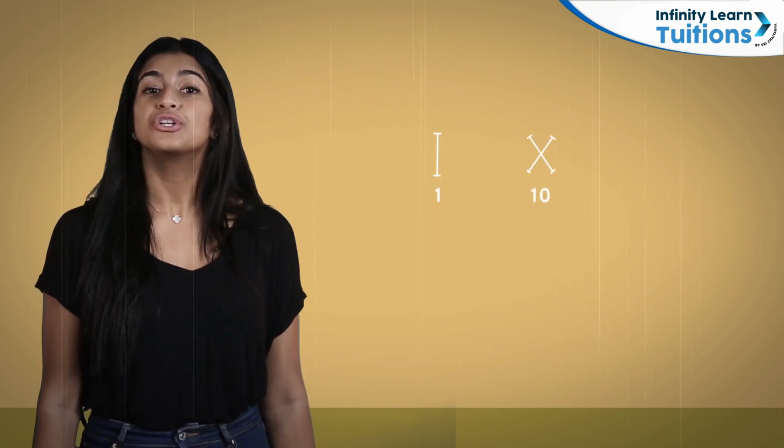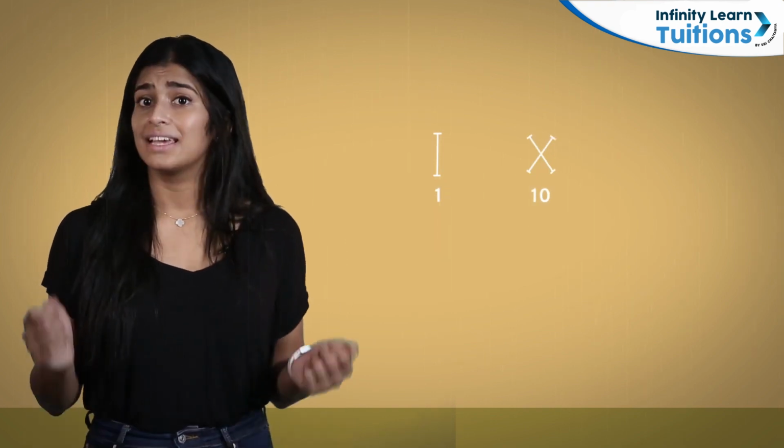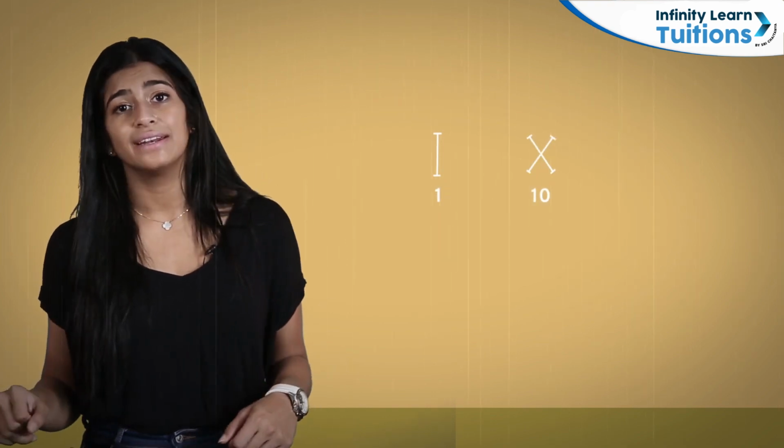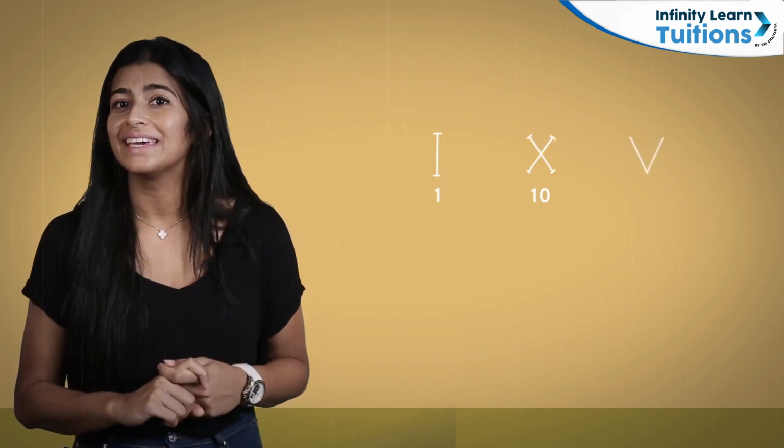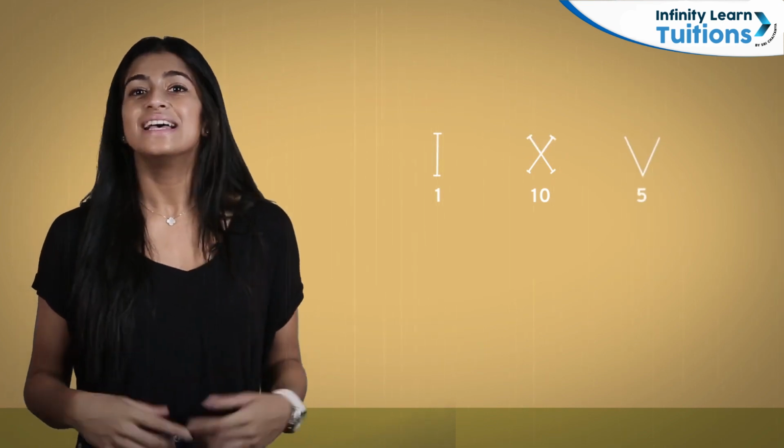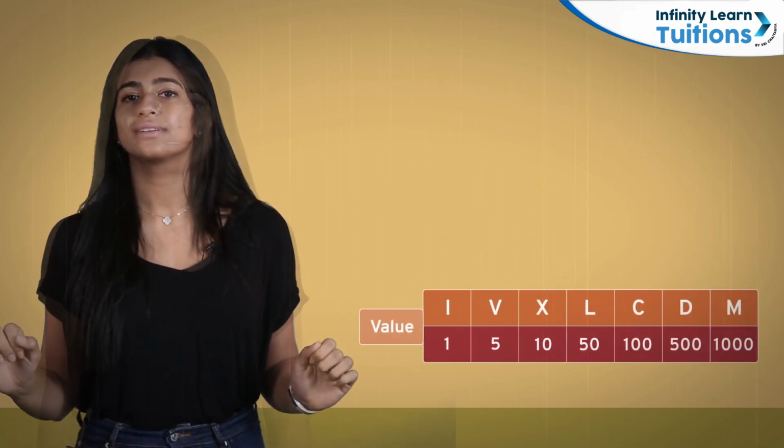Now, the Romans were really intelligent, so they decided to cross out the original I with a forward line to represent 10. And since 5 is half of 10, they cut X in the middle to become V, and that's 5. Similarly, the Romans created symbols to represent different values.